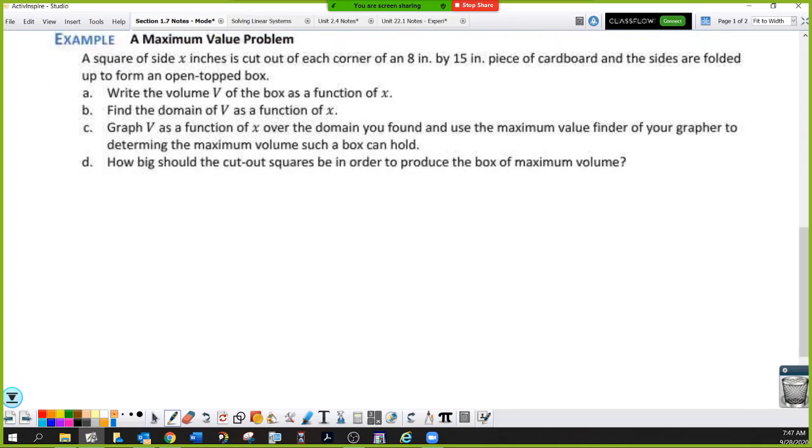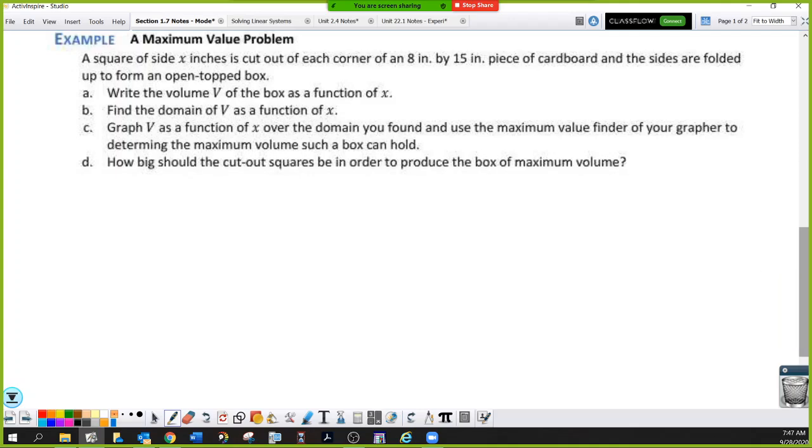Oh, fun. This is one of those classic algebra questions. A square of side x inches is cut out of each corner of an 8-inch by 15-inch piece of cardboard, and the sides are folded up to form an open-topped box. You know what would have made this question a lot easier before I even read it? A picture. Go gadget geometry skills. We're going to go ahead and draw exactly what it's saying.